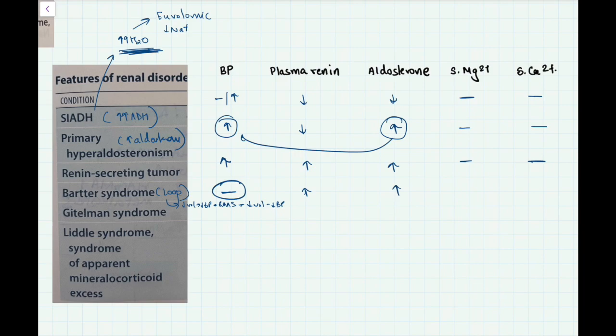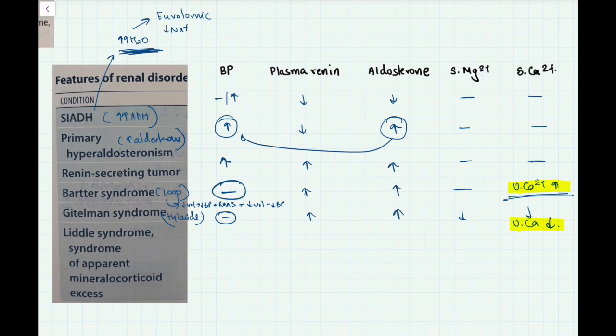There is no effect on serum magnesium, while urine calcium would increase, that is, there will be hypercalciuria. In Gitelman syndrome, since it acts as a thiazide diuretic, the actions would be the same, that is, increased renin and aldosterone with normal blood pressure. The serum magnesium and calcium will decrease, and the urine calcium will also decrease. So this is very important to differentiate between Bartter and Gitelman syndrome.